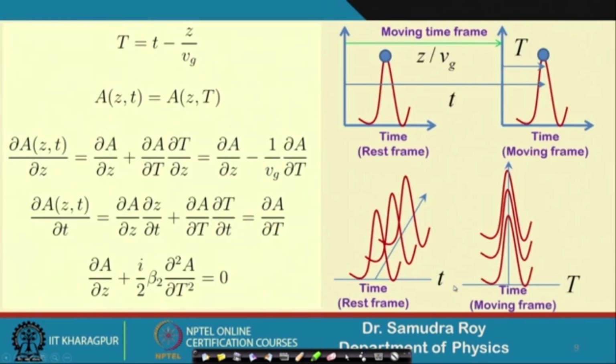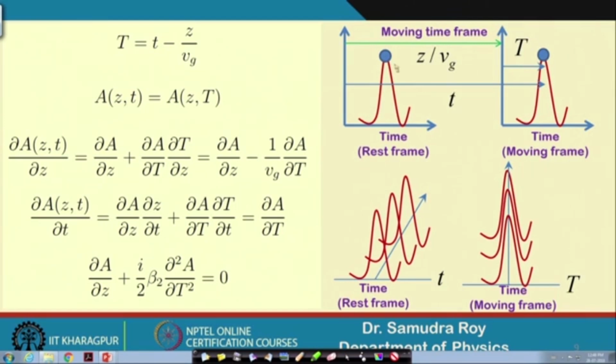After that, we will try to understand the consequence of this group velocity term. The group velocity term basically gives us a very important thing, which is the moving time frame. So, in our equation we have 1 by V g. Let us try to understand from this picture.